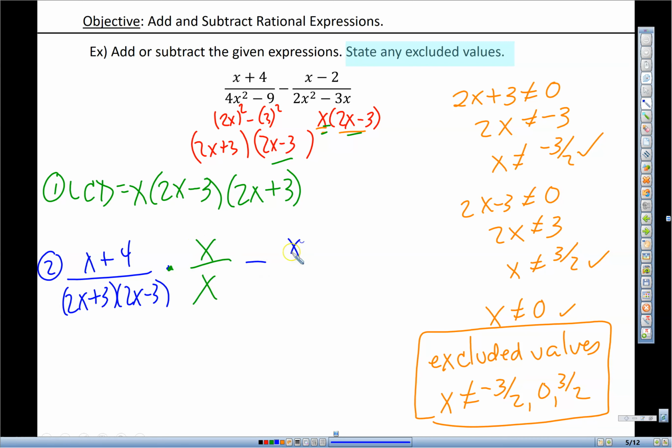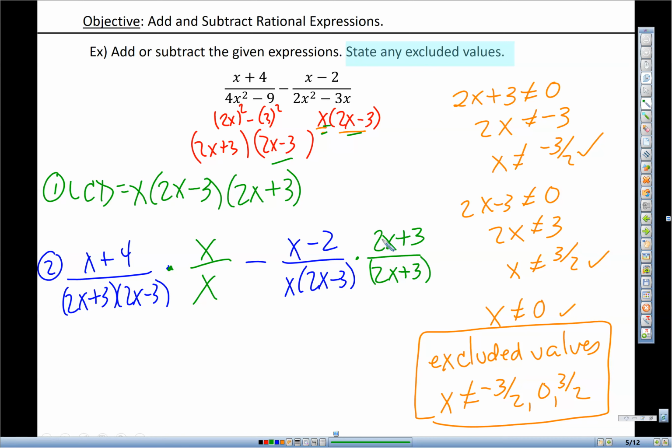The second one, I have x minus 2 over x times 2x minus 3. So it has these two factors of x and 2x minus 3. It does not have the 2x plus 3. So that's what this ratio of 1 will be created with.